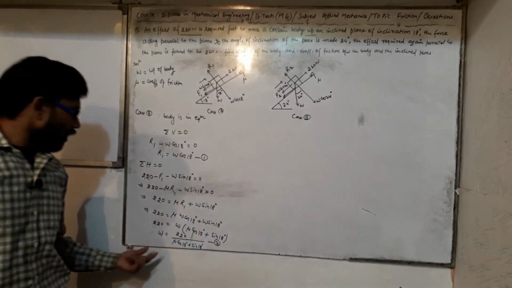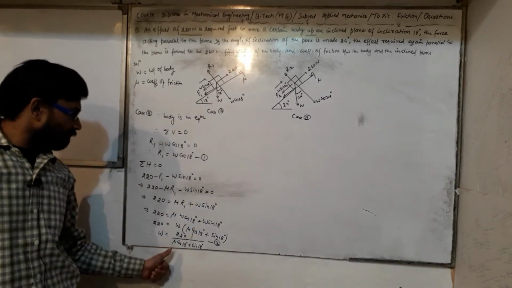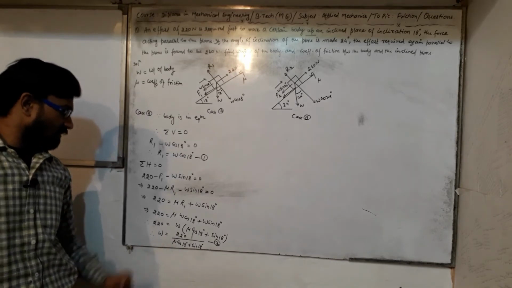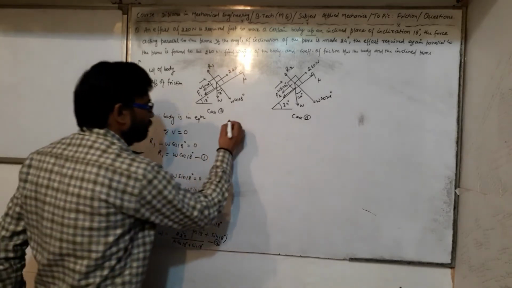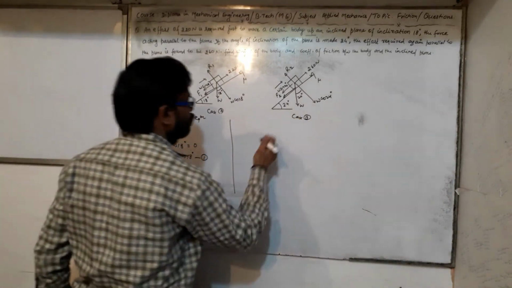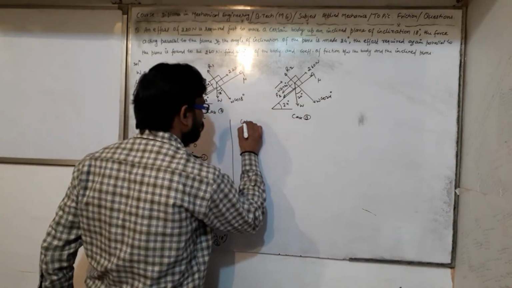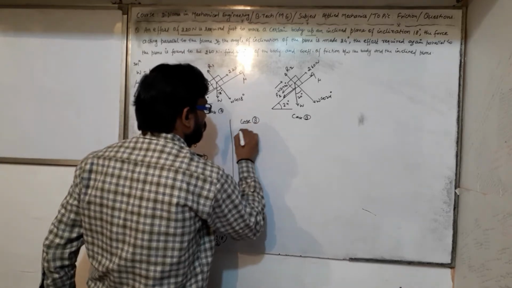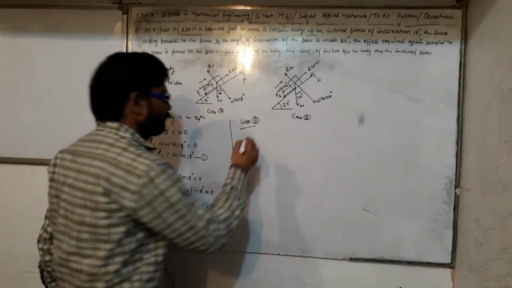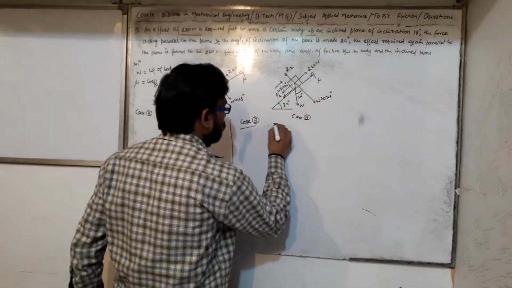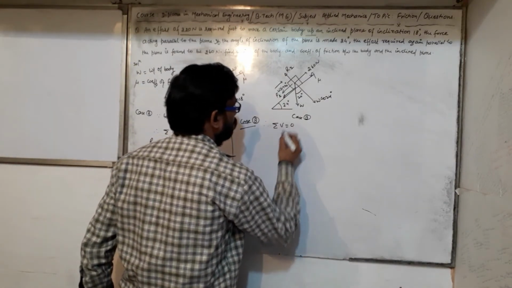The expression we have got in terms of W and mu is on the right hand side. Now, case A is here. Next, if I am choosing case B, again the body is in equilibrium. So the summation of vertical forces is equal to 0.